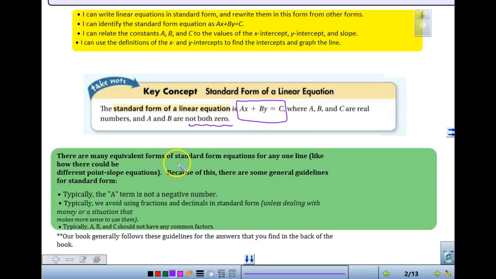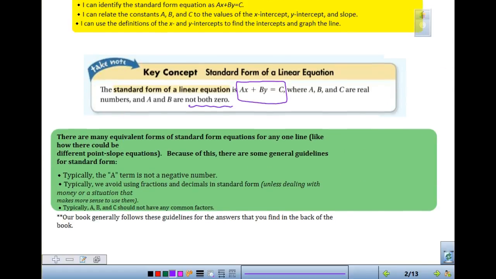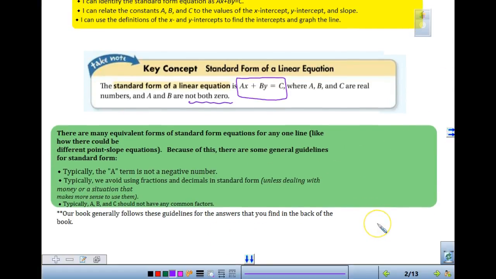If you were going to continue reading, Mallory, would you read? Since there are many equivalent standard form equations for any one line, or any line could have a different point and slope. Because of this, there are some guidelines for standard form. Typically, the A term is not a negative number.